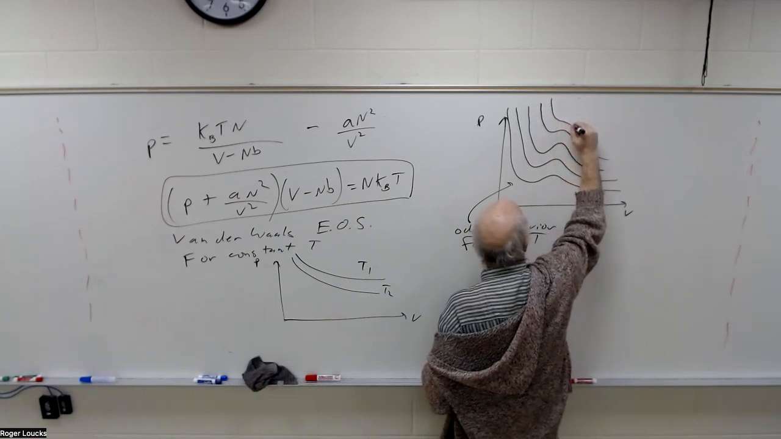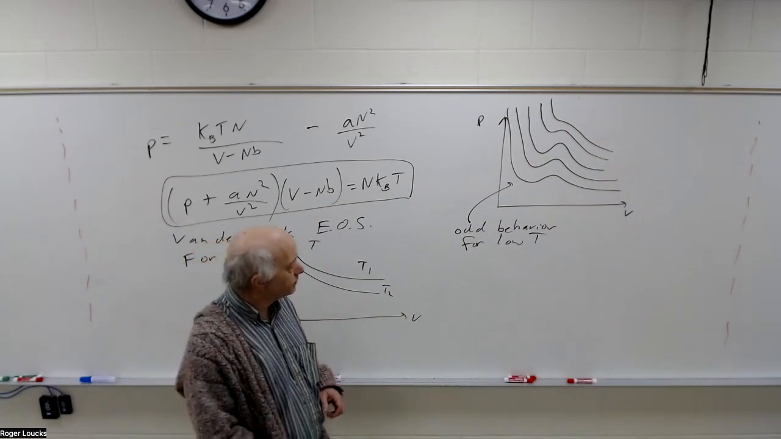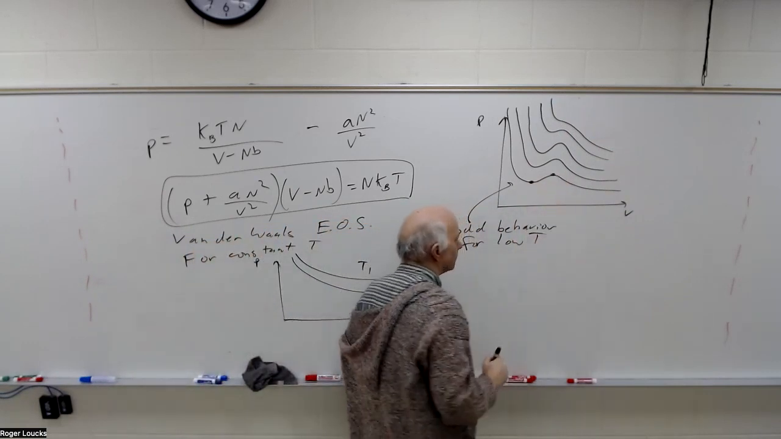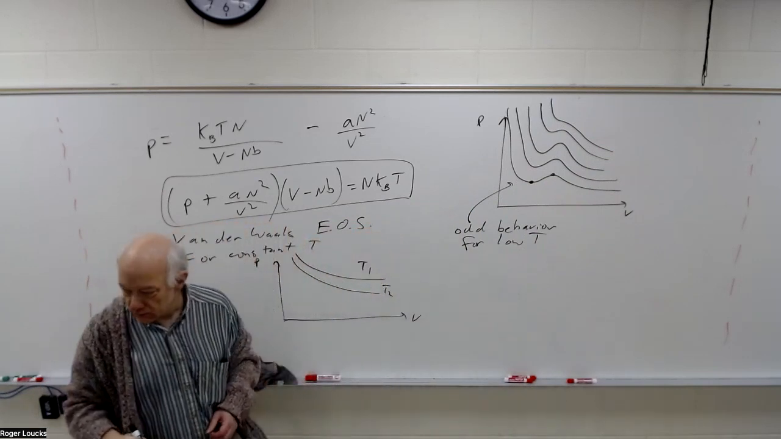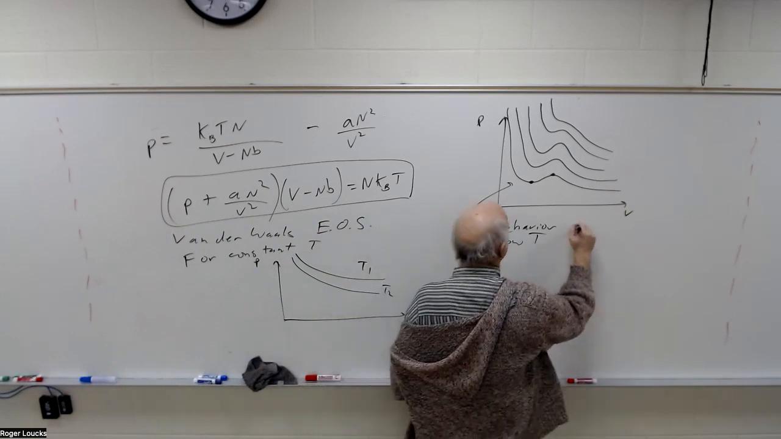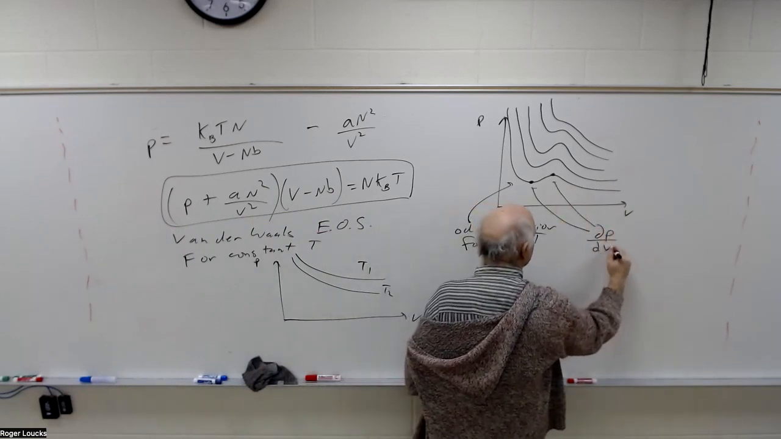Now, if you actually increase the temperature, what happens is you get this. Eventually you get that. Okay. So let's figure out a couple things here. Tell me about these 2 points here. What's happening at those 2 points? Both of these points: the partial of P with respect to V is 0.